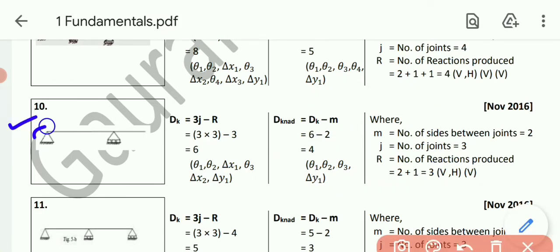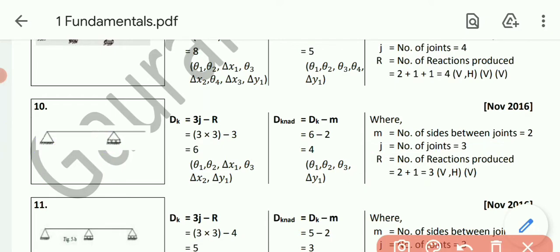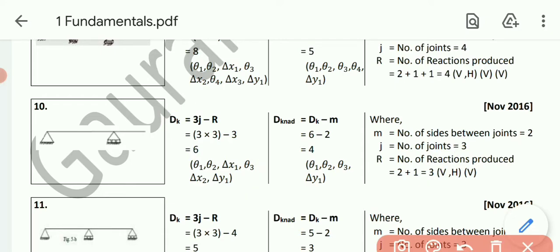This one, hinge support, so vertical and horizontal, roller support vertical. So 2 plus 1, that is 3. J is 1, 2, 3, that is the number of joints. M, number of sides within the joints, that is 2. Clear? DK is 3j minus r, 3 times 3 minus 3, so 9 minus 3, answer comes 6. So talking about 6 displacements.